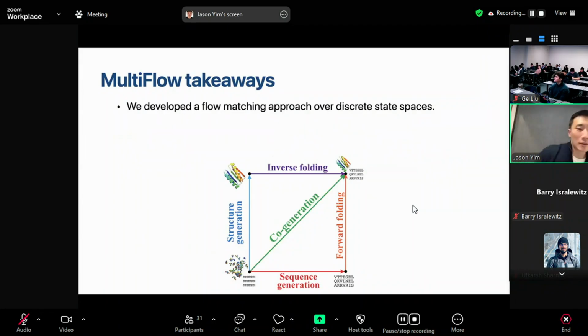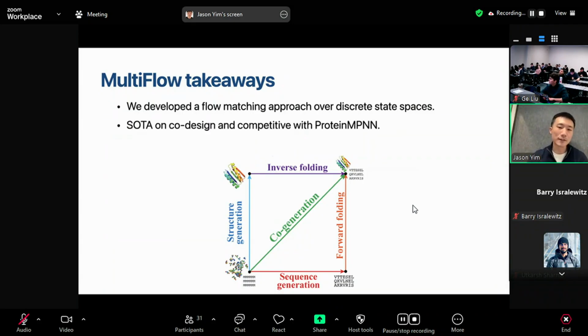So the takeaway is that we mostly developed this flow matching over discrete state spaces, which didn't exist before, but it is taking off. If you think about what companies like Google, Facebook, and Microsoft are interested in, all of them are looking into flow matching over discrete state spaces. So whether you're into biology or machine learning, I think it's a very interesting new direction in machine learning that one could look into and do cool stuff in.